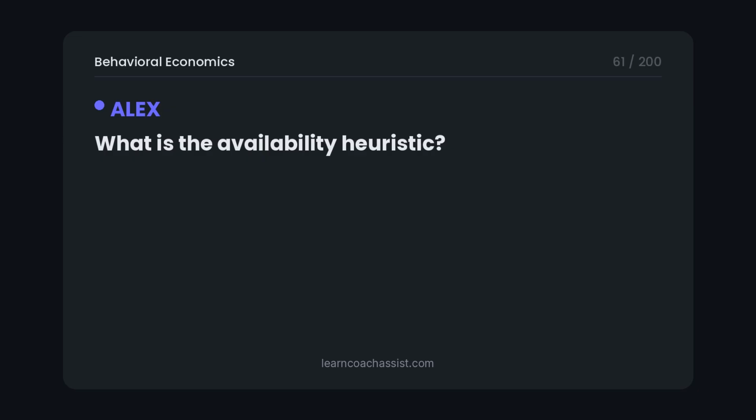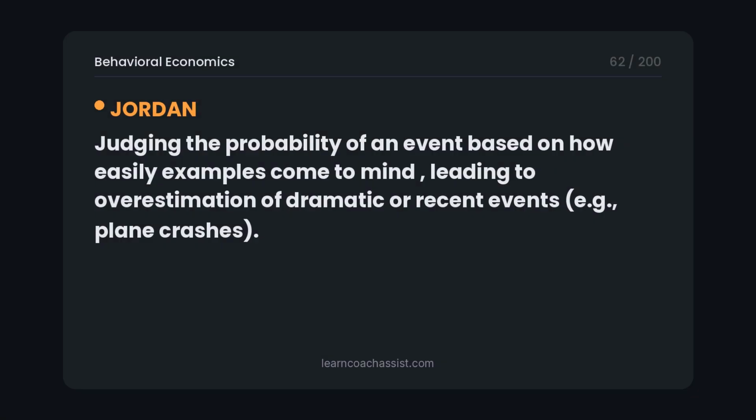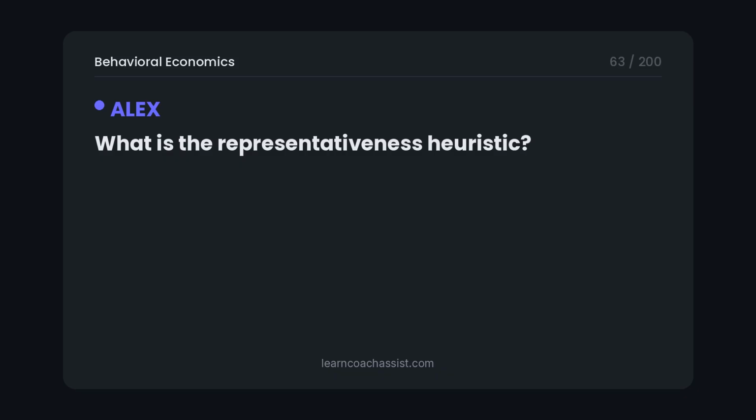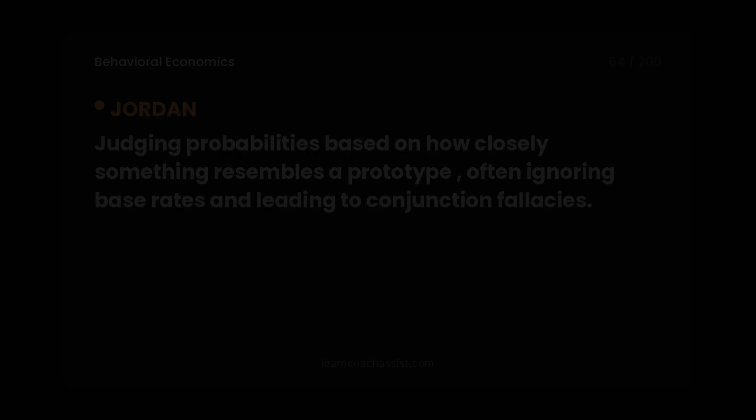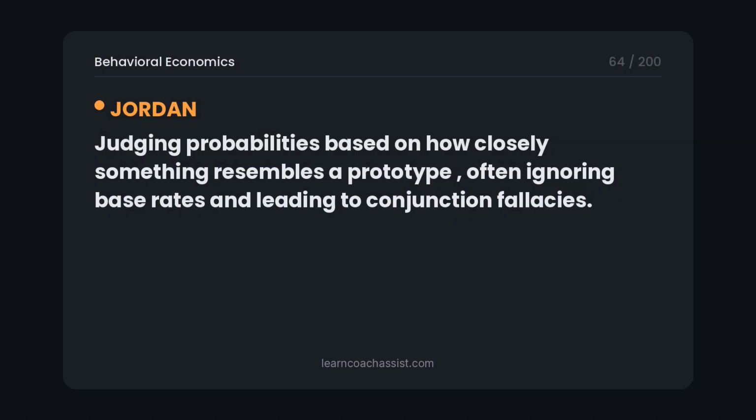What is the availability heuristic? Judging the probability of an event based on how easily examples come to mind, leading to overestimation of dramatic or recent events, e.g., plane crashes. What is the representativeness heuristic? Judging probabilities based on how closely something resembles a prototype, often ignoring base rates and leading to conjunction fallacies.